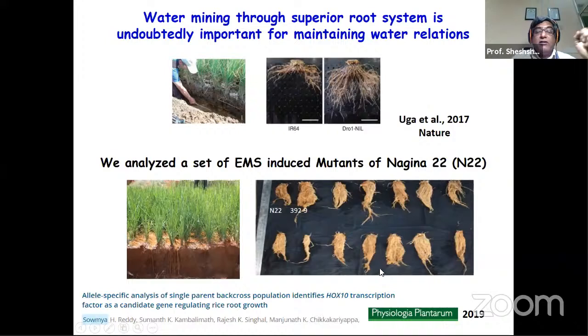What we did, and from here I would like to show you some of the results that we have done for how we can perhaps do this kind of physiological breeding in cereals. And we know that the roots are one of the most important traits, and this is a very nice article that was written some time back.